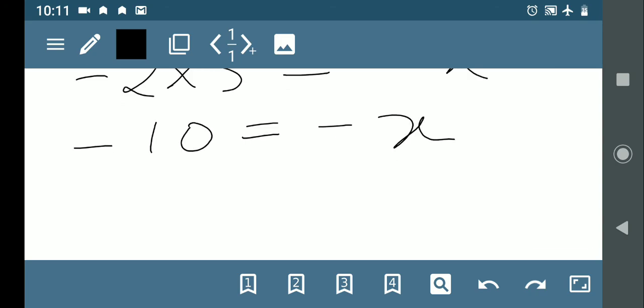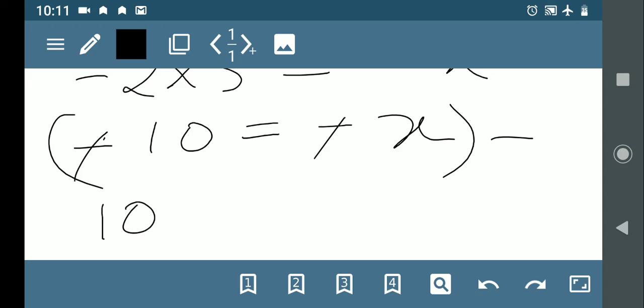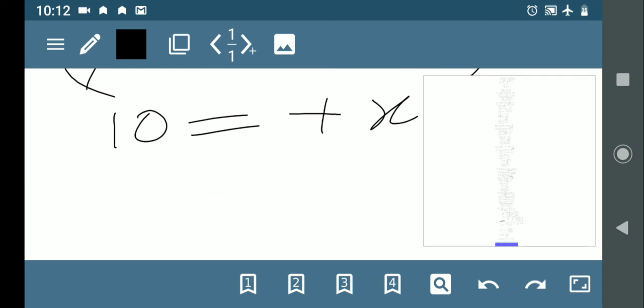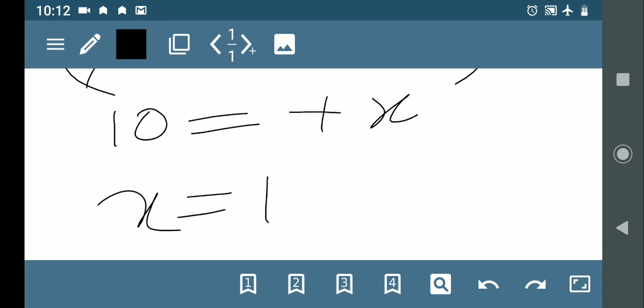Now, because on both sides we have minus, you can cancel this, or you can multiply the whole with the minus. So minus into minus 10 is 10, minus into minus x is plus x. This way you can do, or you can cancel minus minus if you have single terms on both sides. x is equal to 10.